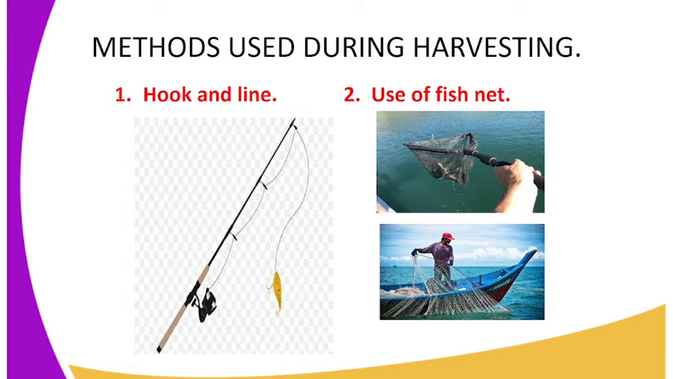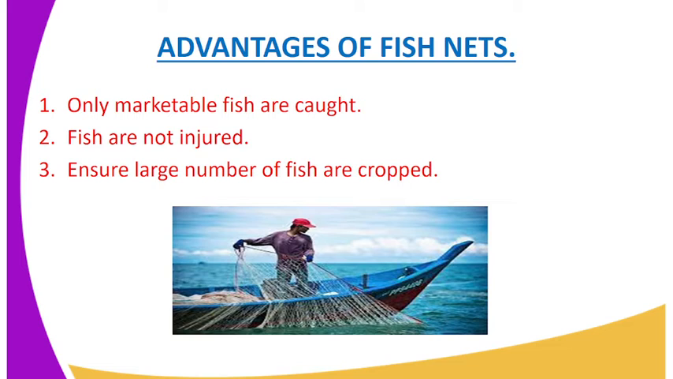Then advantages of fishnet. The first one is only marketable fish are caught. In other words, it will facilitate the cropping process. And the second importance, fish are not injured, and therefore whenever you are using the fishnet, it guarantees that the fish caught will be alive, because no fish will be injured. Then the third advantage is it ensures a large number of fish are cropped at a time, at a particular given time.